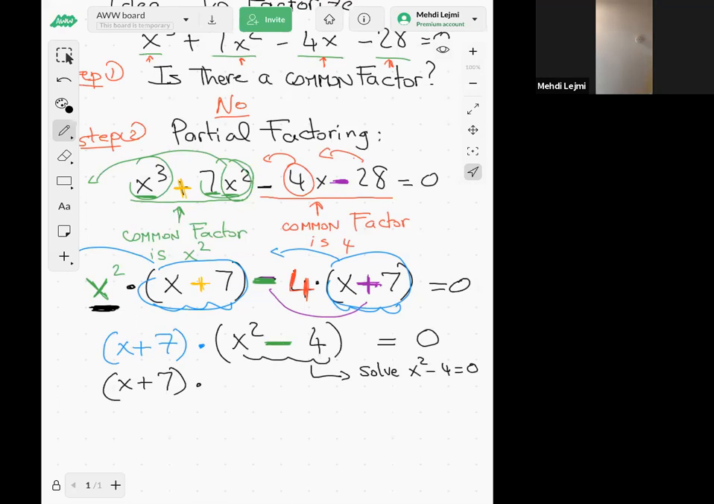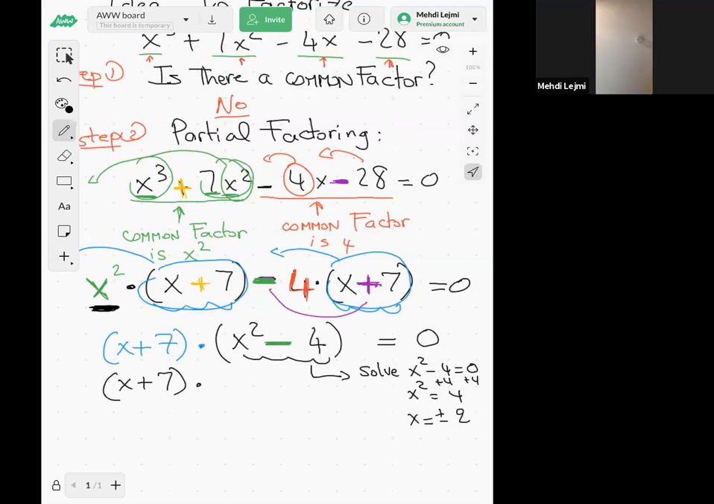You can add 4 to both sides, so that's x squared equal to 4, and then you apply the square root. So then your x would be plus or minus the square root of 4, so your x is plus or minus 2, right? So if you solve x squared minus 4 equal to 0, we get two solutions, positive 2 and negative 2.